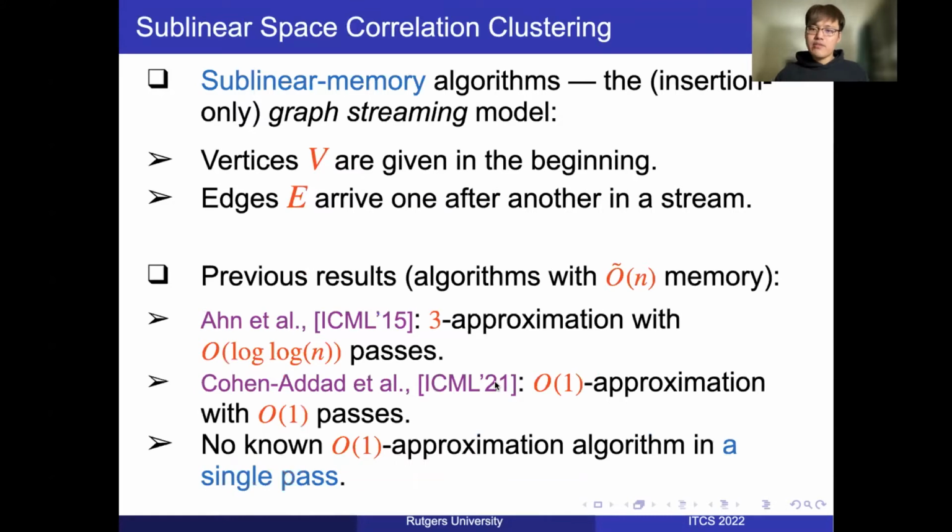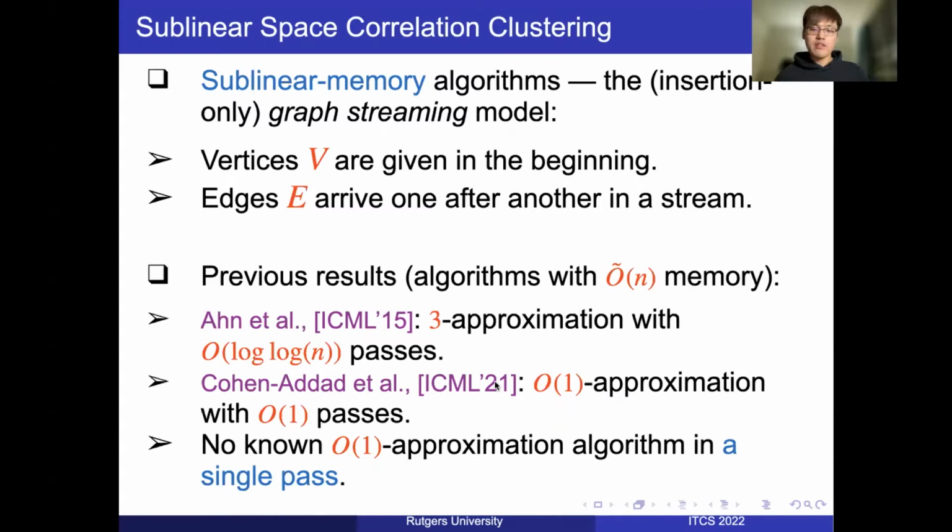So under this semi-streaming memory constraint, by the way, it can also be denoted as O tilde of n, which I have used as notation throughout the talk. There are some known results with this memory. In this ICML 15 paper, An et al. showed that there's a 3 approximation with order of log n passes. And in a very recent paper by Cohen et al. in last year's ICML, they show that there is a constant approximation with 6 passes.